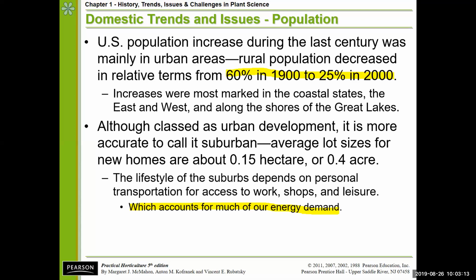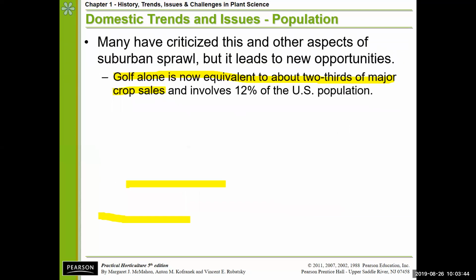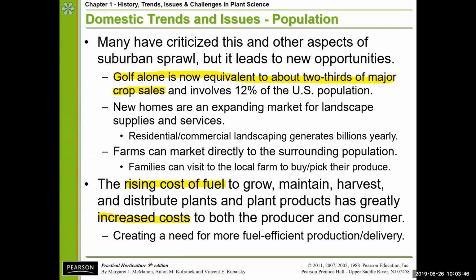So although we classify this population increase as urban development, it's actually occurring more as suburban development, in the peri-urban areas. This lifestyle of living in suburban areas depends on a lot of embedded energy, which greatly increases our energy demand. So we have population increasing, we have energy increasing. We don't necessarily have food crops increasing, though.